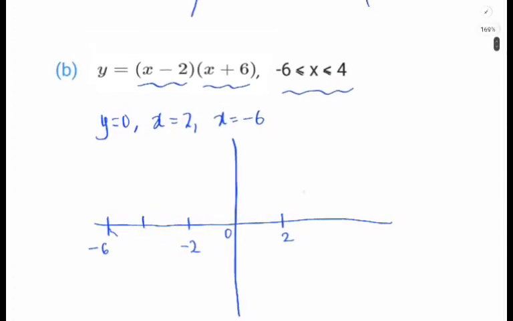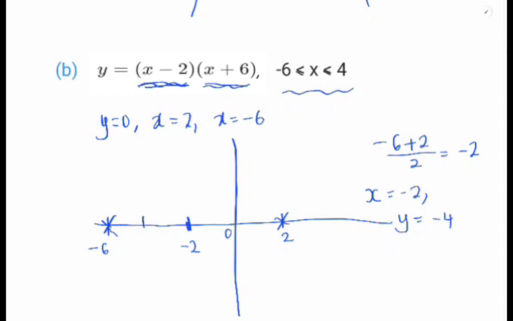The next thing is, again as usual, the midpoint. Where is the midpoint? The midpoint is negative 6 plus 2 divided by 2, so negative 4 over 2, which is negative 2. So x equals negative 2 is this point here. When x equals negative 2, you substitute into the equation there. So you get negative 4, and here it will be negative 2 plus 6, you will get 4.